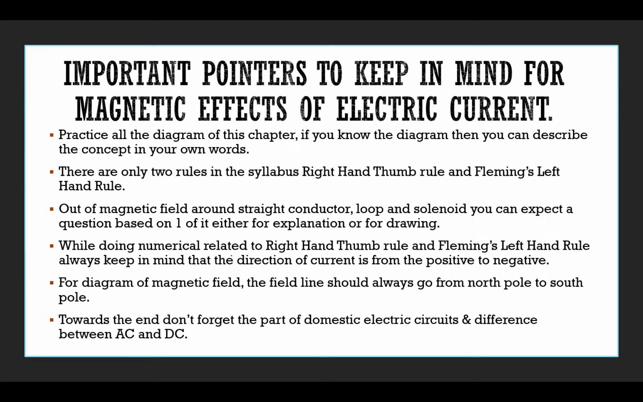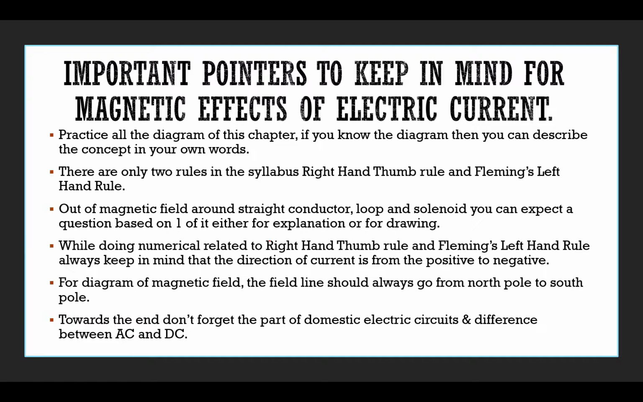While doing numericals related to the right hand thumb rule and Fleming's left hand rule, always keep in mind that the direction of current is from positive to negative. Usually the question is given where it says the electron is moving from A to B. In such cases, you have to make it a point that you use the concept where current is going from B to A, because the direction of current is opposite to the direction of the electron. And when we are drawing the diagram of the magnetic field, the field lines are always going from north to south pole.